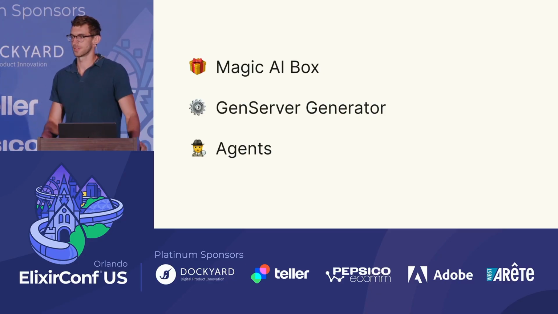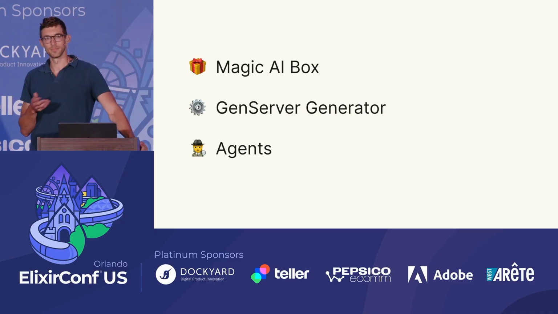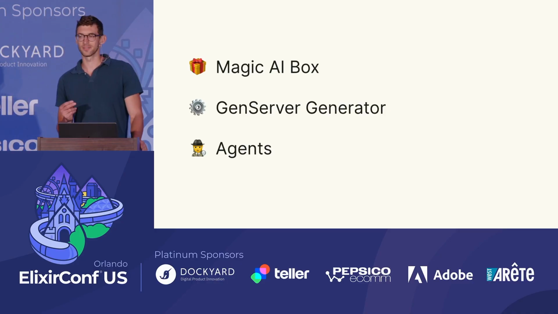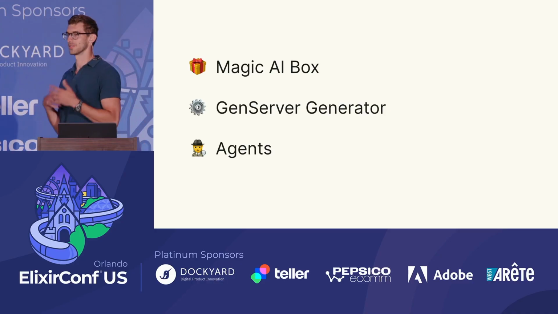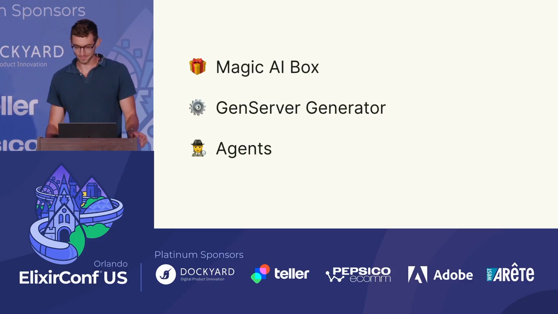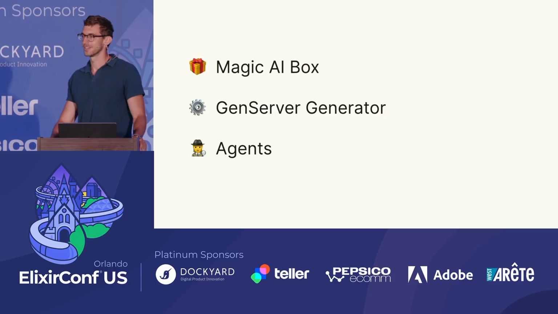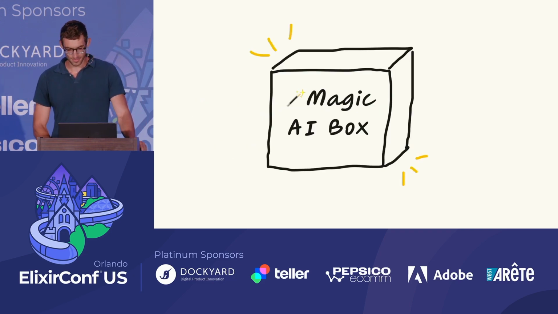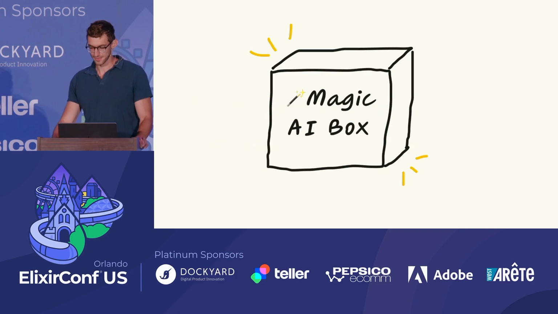And I think it's going to make you a lot faster at building AI apps, and I also hope it will inspire you with all the cool things you can build yourself. The 3 patterns are called the Magic AI Box, the GenServer Generator, and Agents. So we will start with the Magic AI Box.